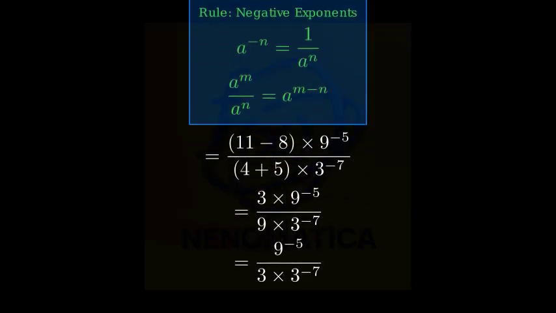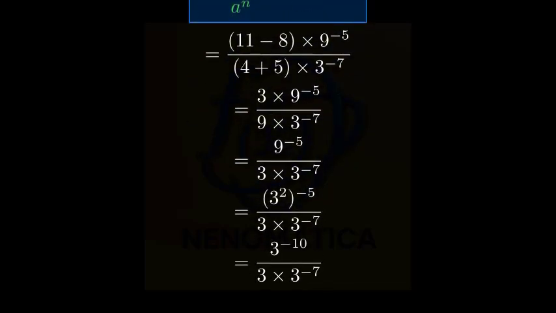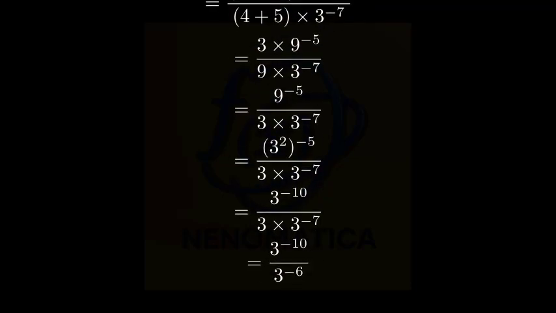Now, let's simplify the fraction. 3 divided by 9 equals 1/3. This gives us 1/3 times 9 to the power of negative 5 divided by 3 to the power of negative 7. We can rewrite 9 to the power of negative 5 as (3 squared) to the power of negative 5, equals 3 to the power of 2 times negative 5, which is 3 to the power of negative 10. In the denominator, we can rewrite 3 times 3 to the power of negative 7 as 3 to the power of 1 times 3 to the power of negative 7, which equals 3 to the power of negative 6.